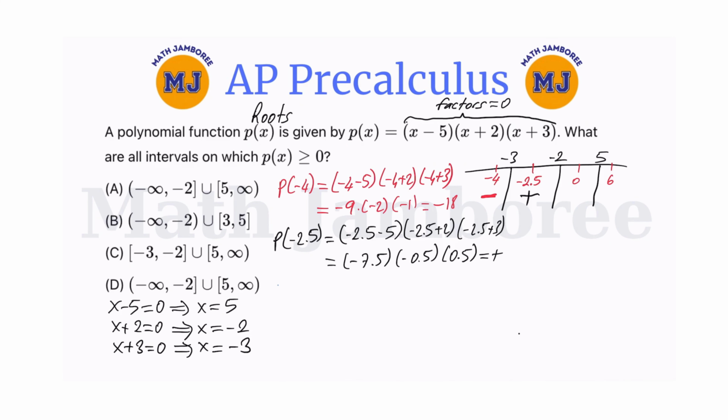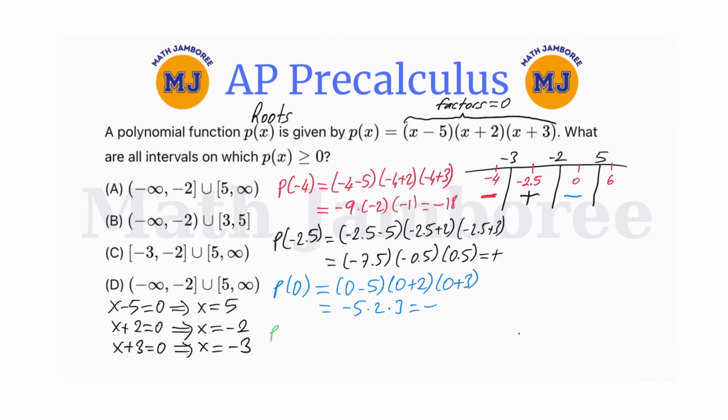For the third point, we're going to use 0 for the x. So this becomes 0 minus 5, 0 plus 2, 0 plus 3. This is negative 5 times 2 times 3. As you can see, we have only one negative in the factors, so it's an odd number. The result will be negative.